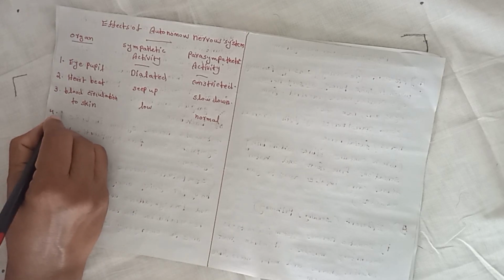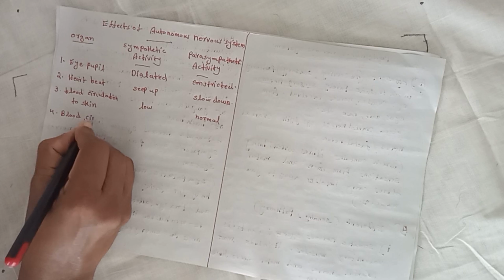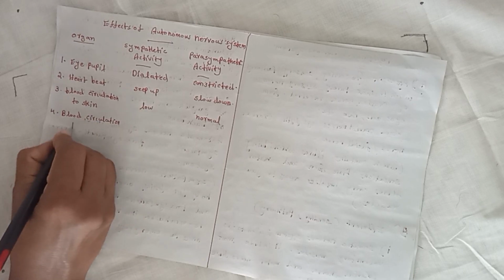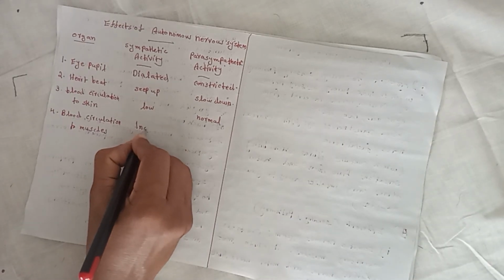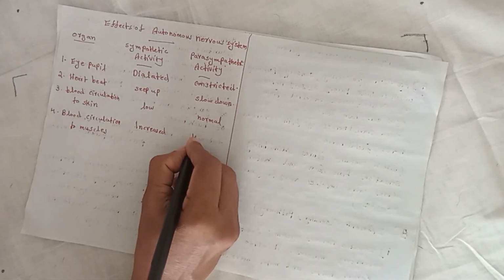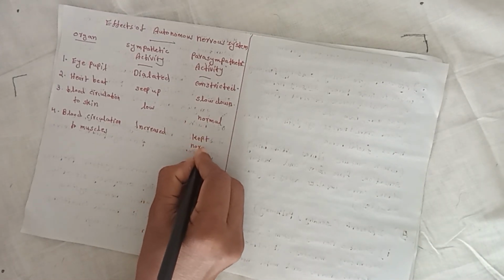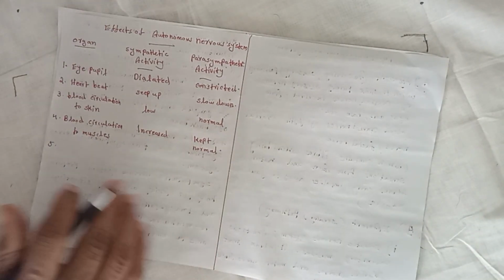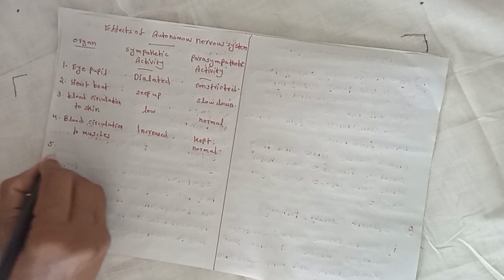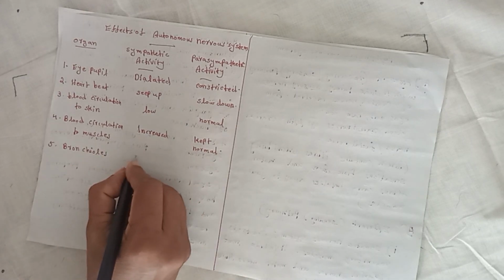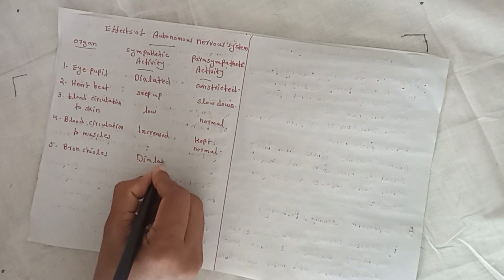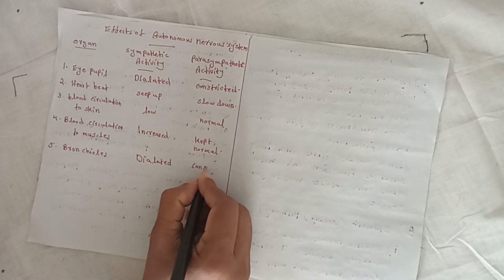Fourth, blood circulation to muscles: increased, kept normal. Then fifth, bronchioles, part of the breathing system: dilate, constricted.